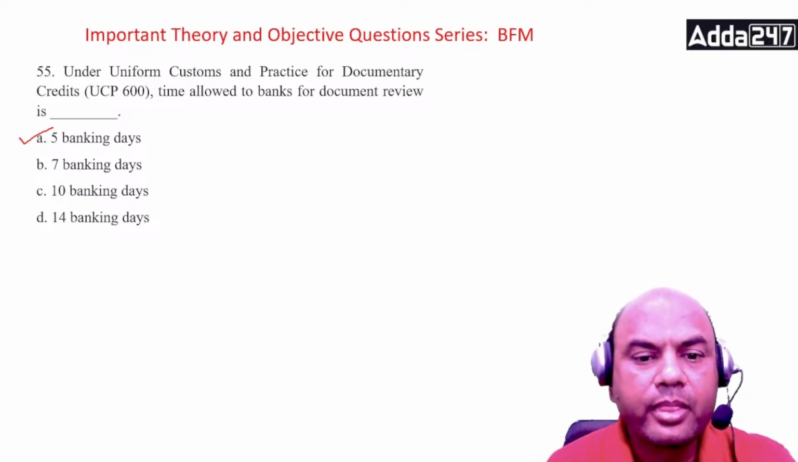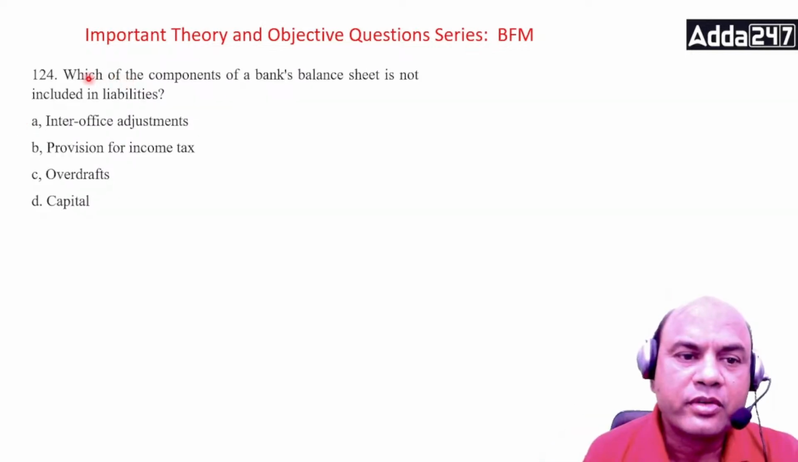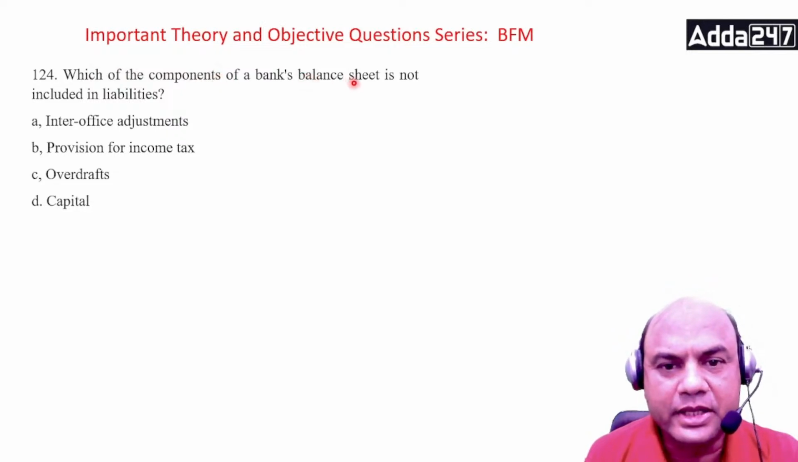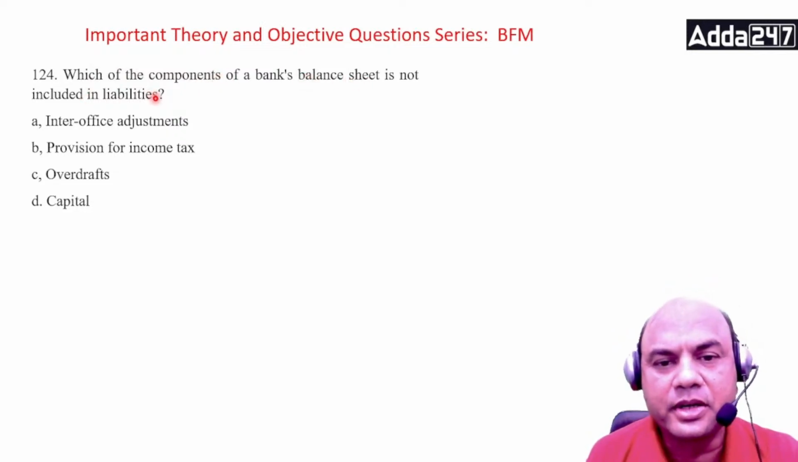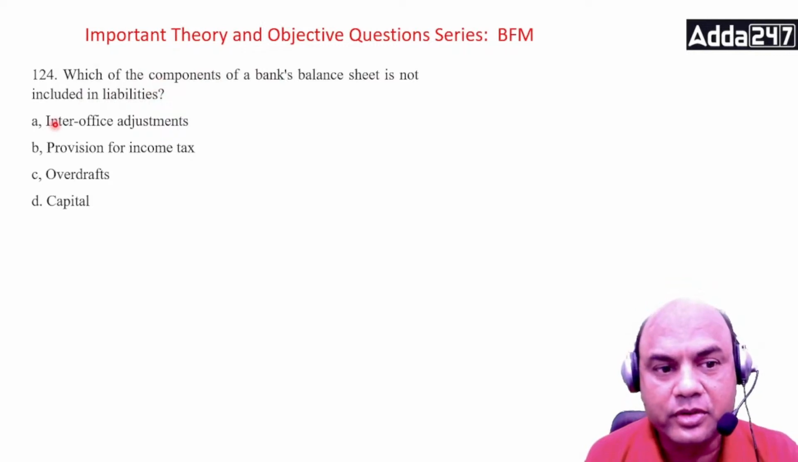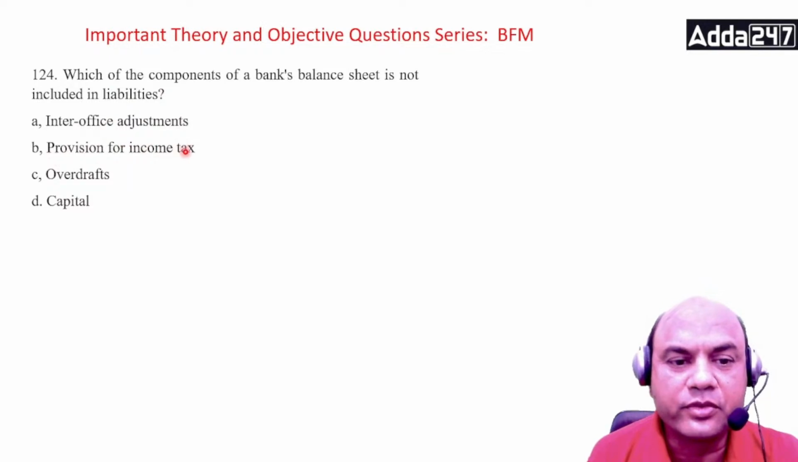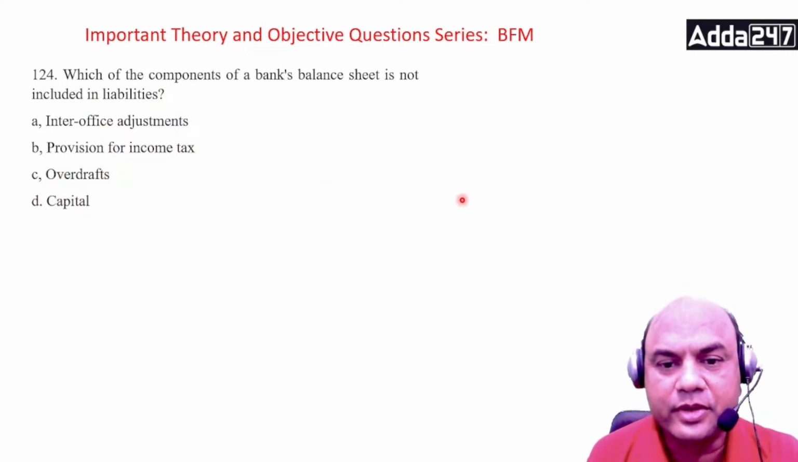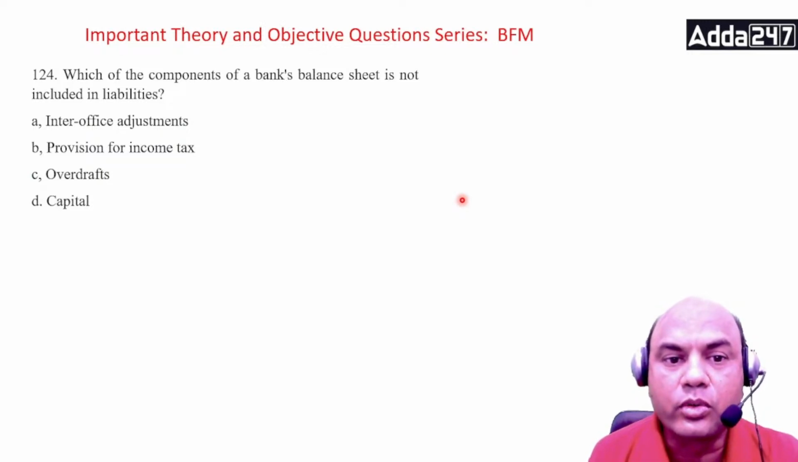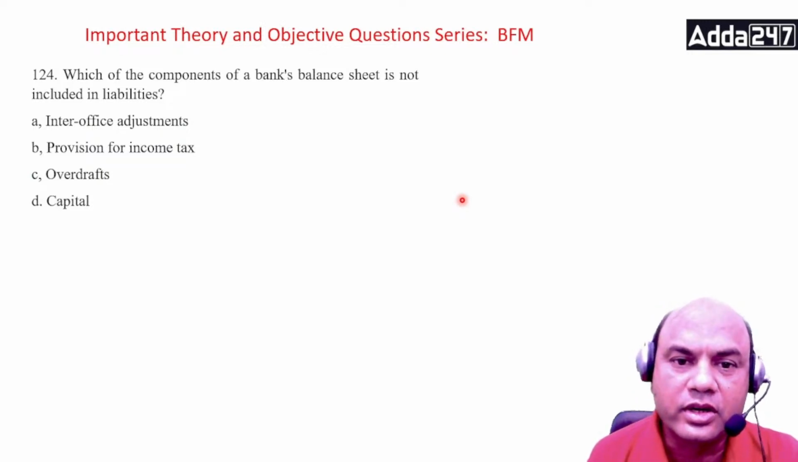Got it? Which of the components of the bank's balance sheet is not included in the liabilities? Inter-office adjustments, provision for income tax, overdrafts, and capital. Which of them is not included? Remember this question: "not." You have to always focus on what is and what is not, whether you want the true answer or the wrong answer.